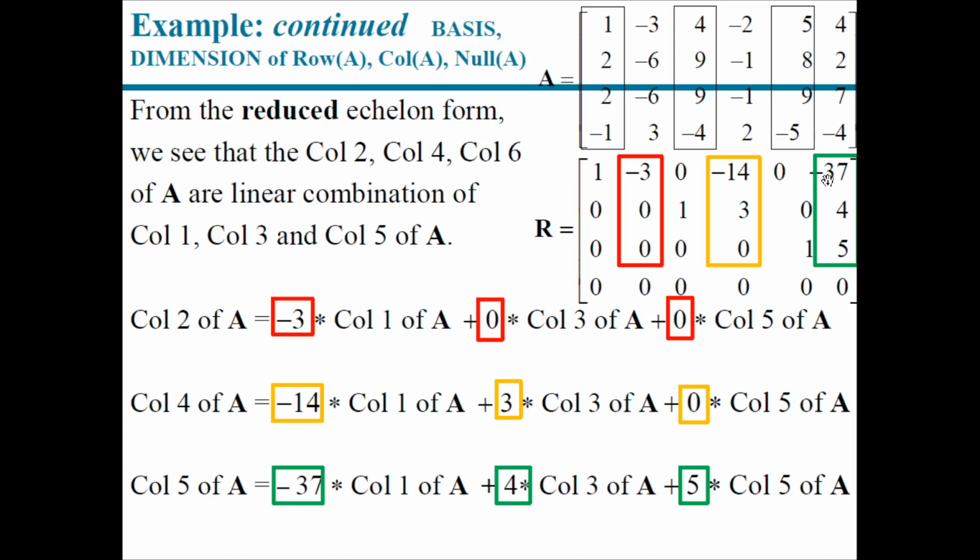The last column, column number 6, is linear combination of columns 1, 3, and 5. What are the coefficients? -37, 4, and 5. Which means that column 6 of A is -37 times column 1, which is first linear independent column, plus 4 times column 3, which is the second linear independent column, plus 5 times column 5, which is the third linear independent column. Straightforward. Everything given in reduced echelon form. All the coefficients. Beautiful.